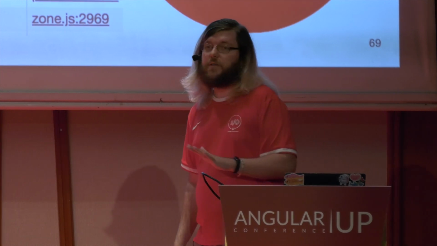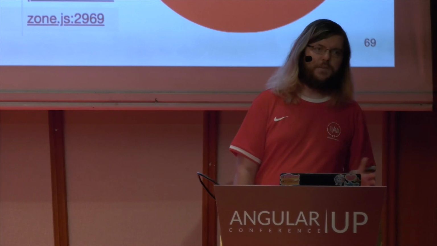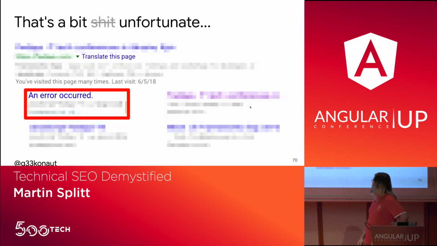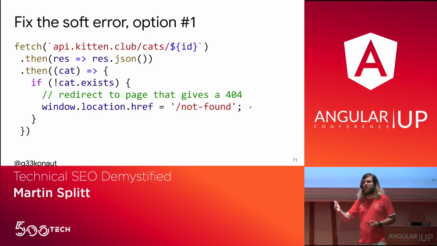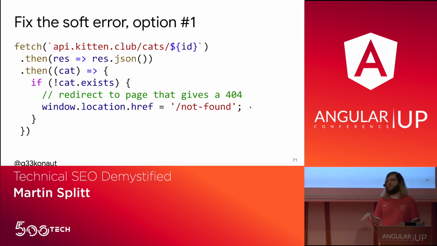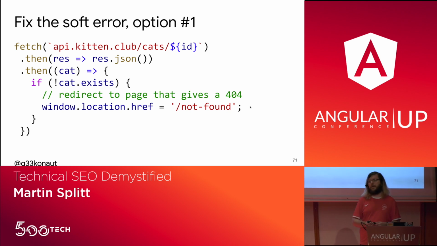Luckily, we are normally pretty good at catching these things, but not always. Sometimes we just don't see this. And then something like this happens. That's not great either, is it? So how can you prevent that in a single page application? Well, one way of preventing it is once you know that this is an error, you redirect us to a page that gives us a 404 and says like, this is an error, we are sorry, goodbye.